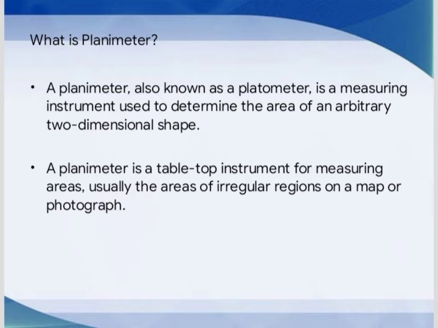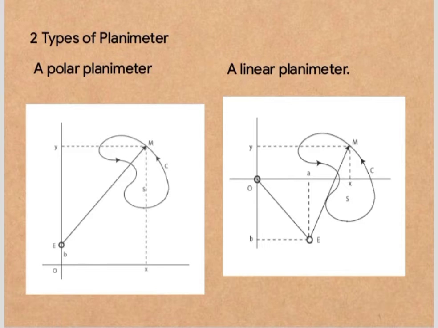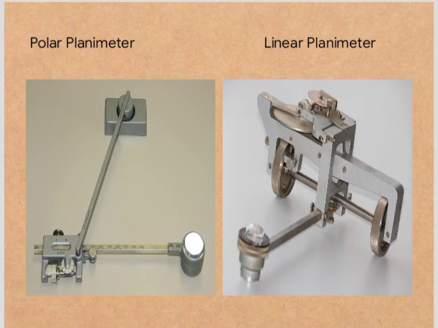It is a measuring instrument used to determine the area of a two-dimensional shape, and it is a tabletop instrument for measuring areas, usually the areas of irregular regions on a map or photograph. And there are two types of planimeter. We have the polar planimeter and the linear planimeter. As you can see in the picture, they are different from each other.